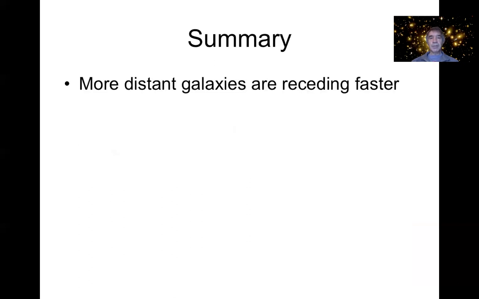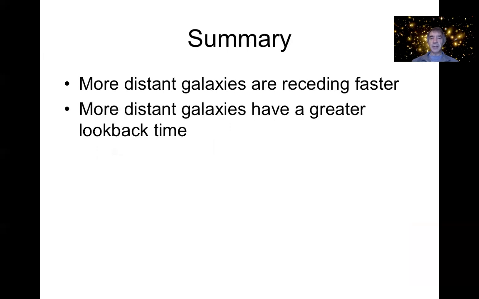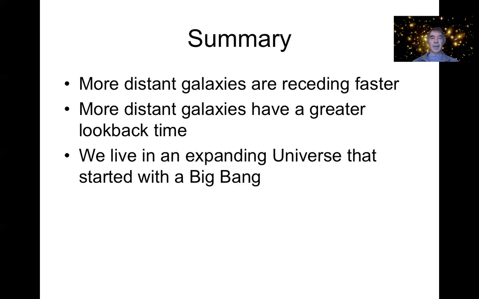Okay, so let's just summarize what we've been learning here. The more distant a galaxy is, the faster it's receding away from us. That's Hubble's law. The more distant galaxies are, the greater their look-back time, the longer ago the light was emitted. But it doesn't mean they're older than us, it means they're much younger than us. The light was emitted when the universe was at an earlier stage. Okay. And the basic idea to explain Hubble's law is that we live in an expanding universe that started with a Big Bang.